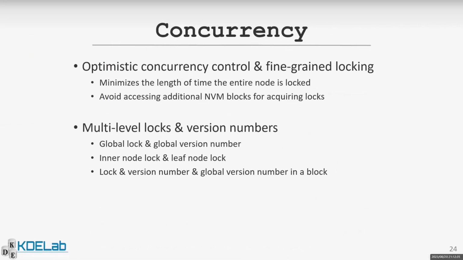Peeling uses optimistic concurrency control and fine-grained locks. Our key idea is to minimize the duration of locking the entire node and avoid access locks causing additional unbound block access. We carefully design multiple levels of locks and version numbers in global nodes and blocks.